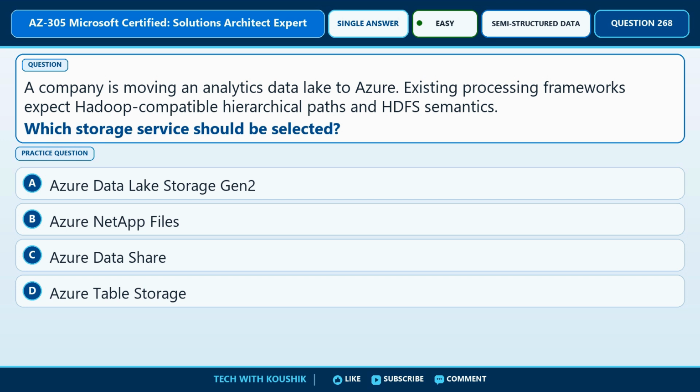Now examine choice A, Azure Data Lake Storage Gen2. Now examine choice B, Azure NetApp Files. Now examine choice C, Azure Data Share. Now examine choice D, Azure Table Storage.